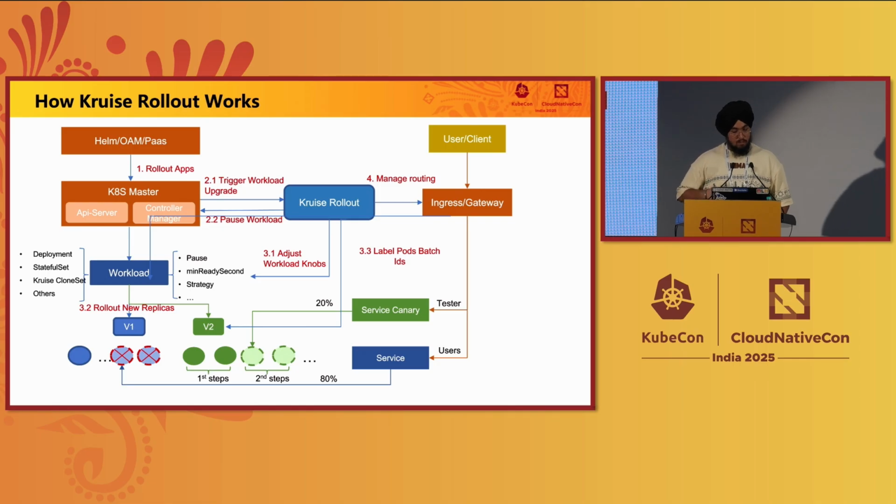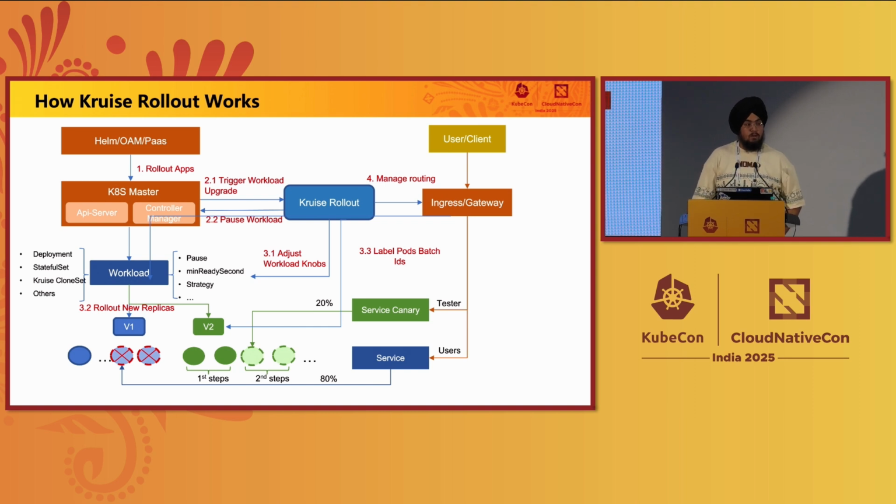So we're going to learn about how Kruise Rollout works. What happens when we trigger the phase? Suppose you directly change something, you kubectl apply it, and there is any image change. We detect it and trigger the workload upgrade. And what Kruise Rollout does is pause the workload, because we want to take full control.